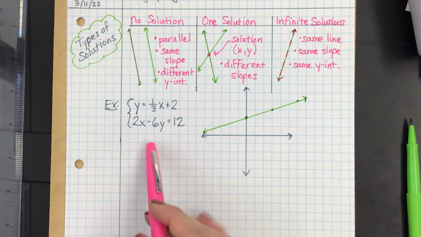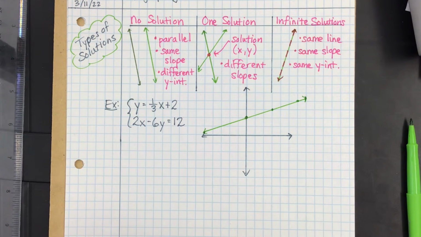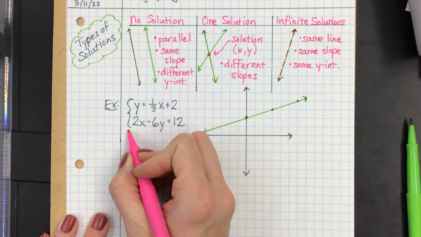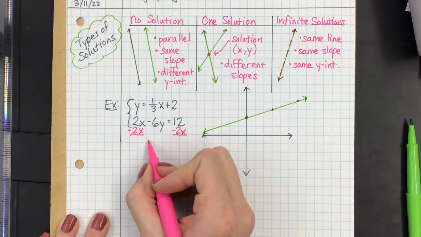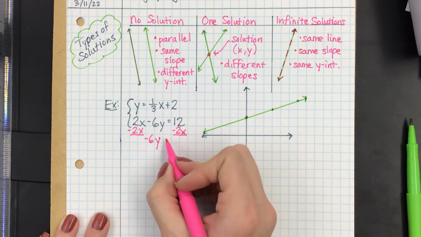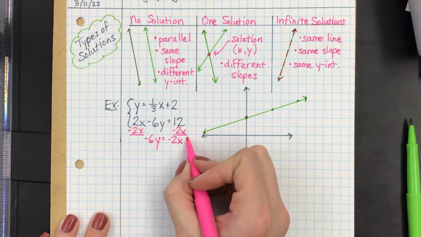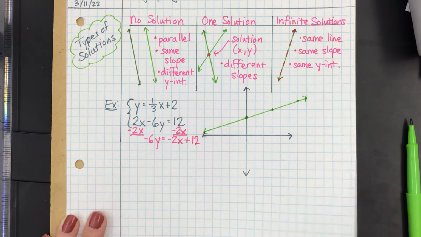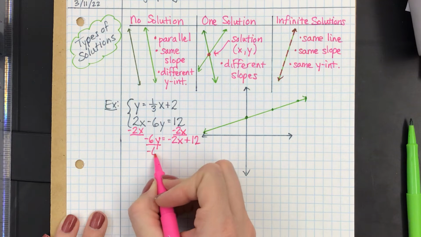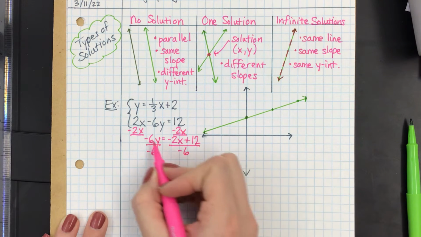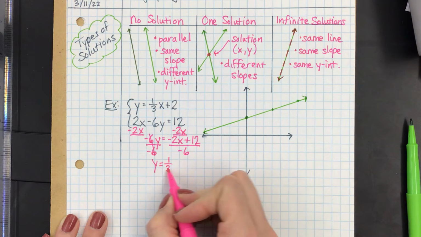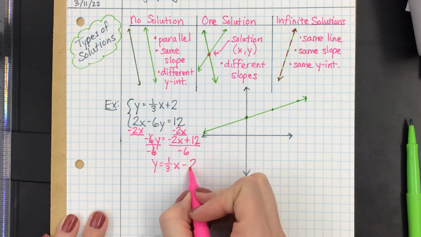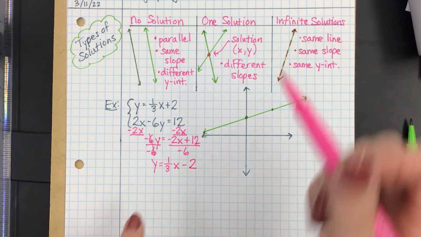Now, before I can graph the second line, I need to solve for y. We learned how to do this a few days ago. I'm going to subtract 2x from both sides. So this will be negative 6y is equal to negative 2x plus 12. Then I'll divide both sides by negative 6, and I have y is equal to 1/3 x minus 2.